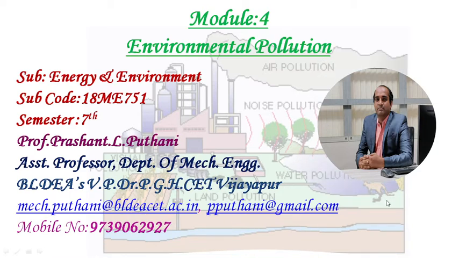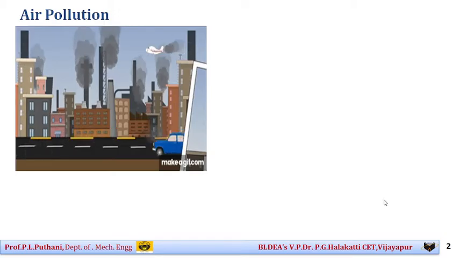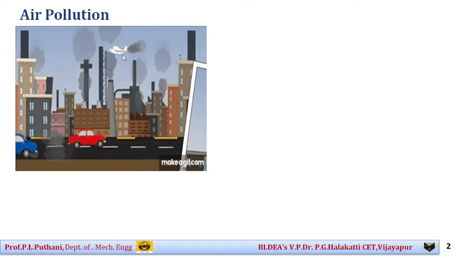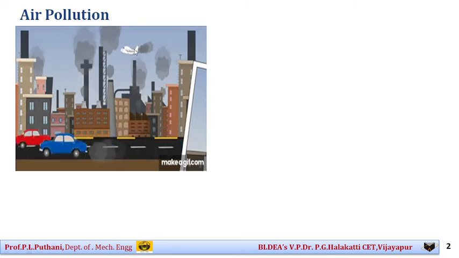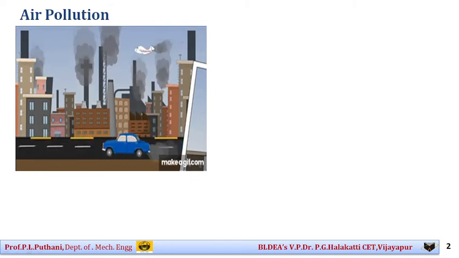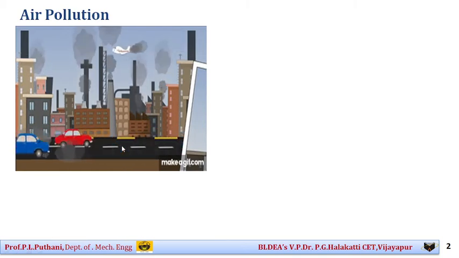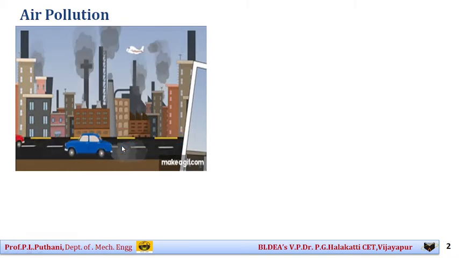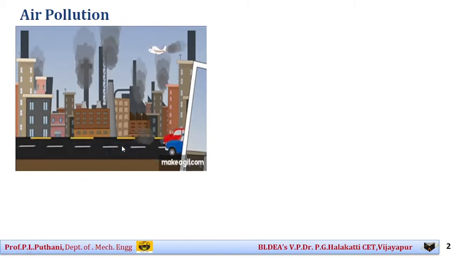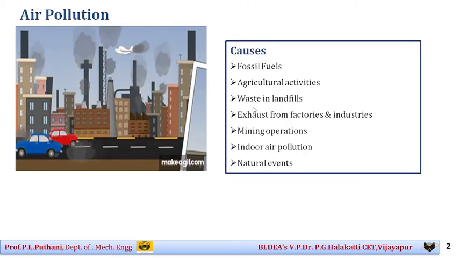Moving ahead with the different types of pollution, the first pollution we are going to learn is air pollution. You can see in the picture a flight going in the sky releasing a lot of smoke, factories emitting a large amount of smoke, and cars. Fossil fuels are major contributors to the destruction of the environment, especially air pollution.